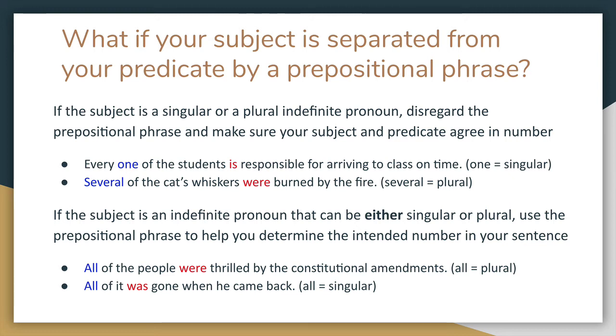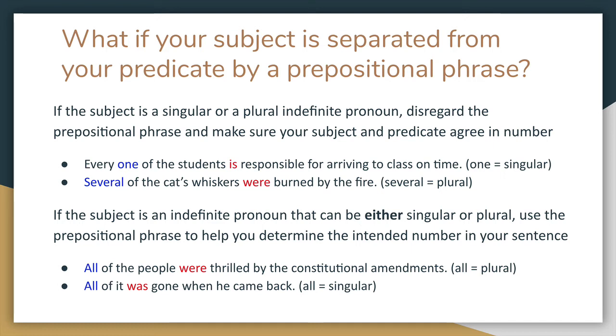The next example is an always plural indefinite pronoun. So the word several is always plural. So if you say several of the cat's whiskers were burned by the fire, it does not matter what happens in between your subject and your predicate, because the word several is always plural, so you're going to always use the plural form of your predicate. And in this case, it's a to be verb.